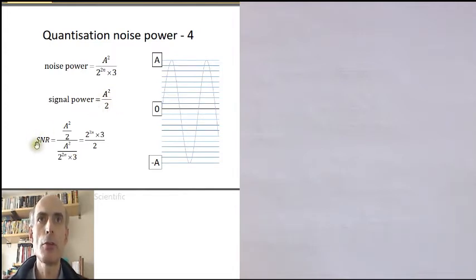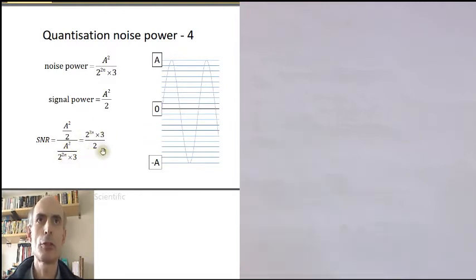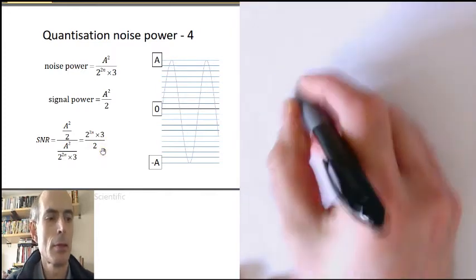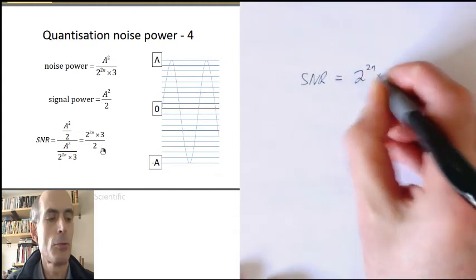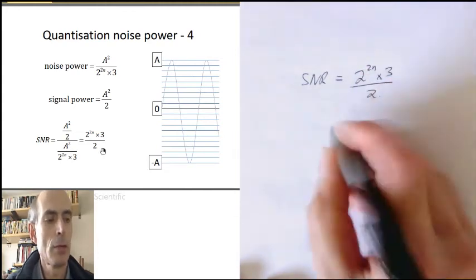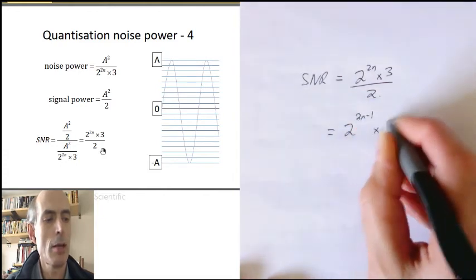So I can determine the signal-to-noise ratio, the SNR, which is always expressed in terms of power, the signal power divided by the noise power. That's the signal power, a squared over 2, divided by the noise power, a squared over 2 to the power of 2n times 3, and that gives this expression here. Signal-to-noise ratio is 2 to the power of 2n times 3 over 2. Or if you wanted to write it as 2 to the power of 2n minus 1 times 3, that would be fine as well.